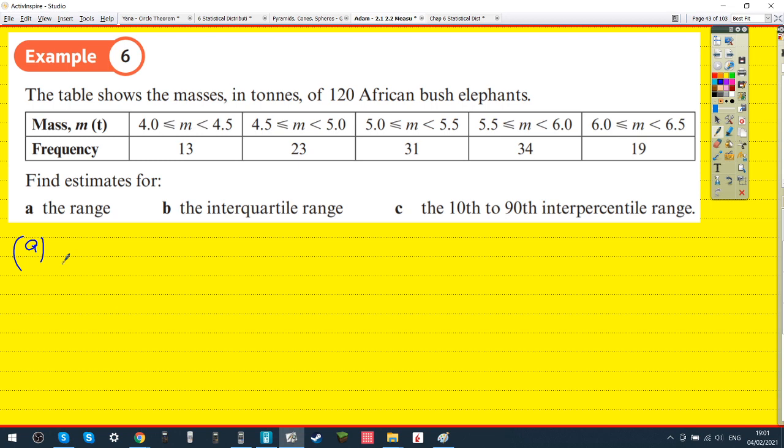So for this, would you need to minus the highest from the lowest? Yep. So it's the frequency we're doing, right? No. The range of the mass. So would it be 6 to 6.5 minus 4 to 4.5? Kind of. How would you do that?